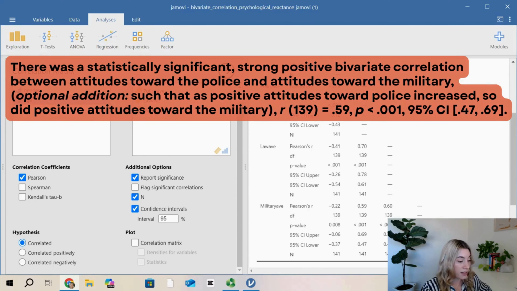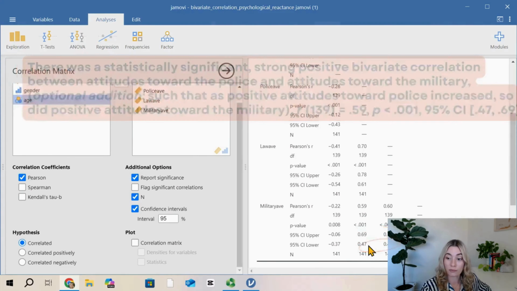There was a statistically significant, strong positive bivariate correlation between attitudes towards the police and attitudes towards the military. You could then also add, such that as positive attitudes towards police increased, so did positive attitudes towards the military. When we think about the values that we want to include in this write-up, we have the degrees of freedom in brackets. We include the Pearson's R value, as well as the p-value, and the upper and lower confidence interval.